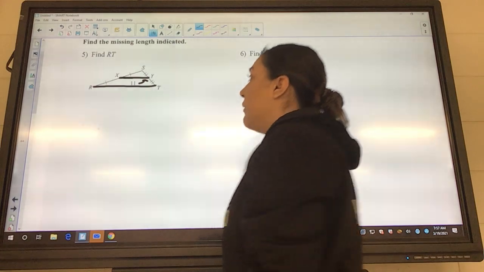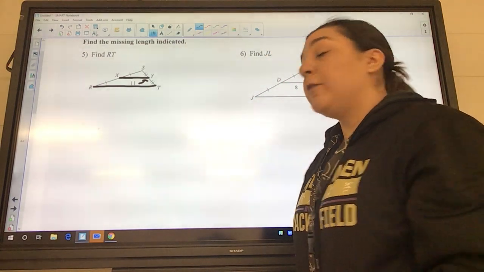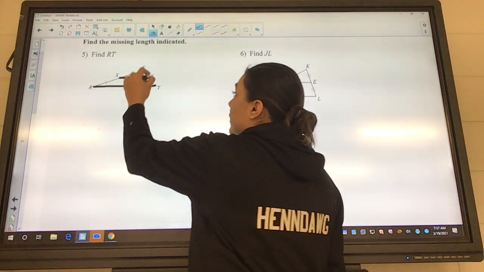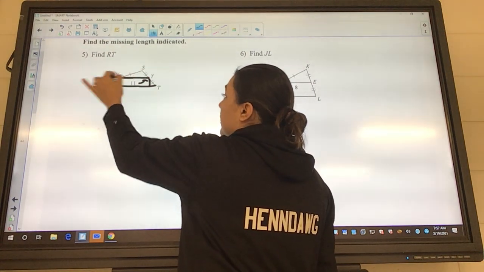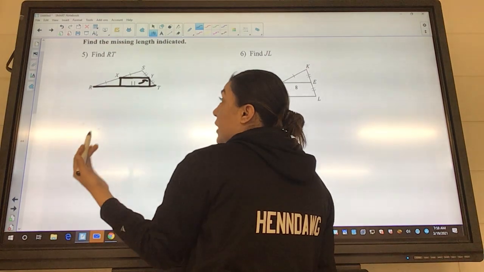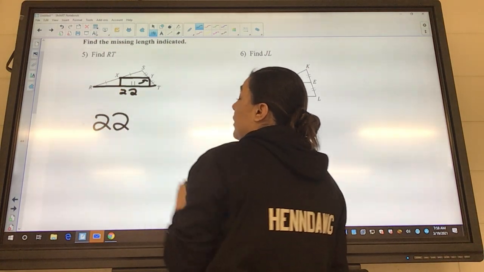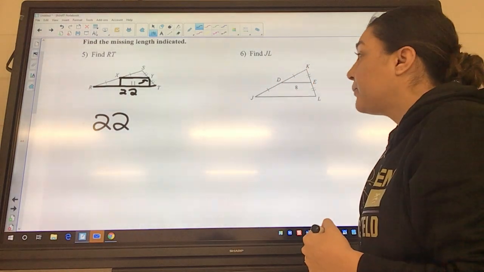Okay, and so if that's 11, what does the bigger one have to be? Well, if you're looking for the bigger one, it's kind of just doubled or multiplied by 2. You can see that this is about half of this segment here. And so 11 times 2, RT then would be 22. Okay, if the small one's 11, the big one has to be 22.